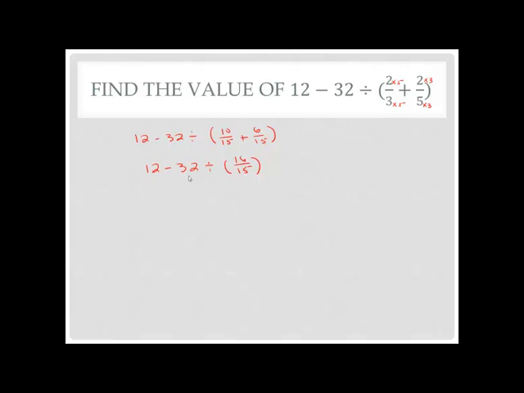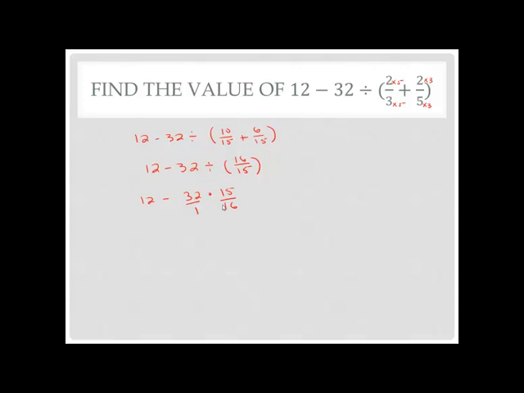So I will keep this first number as it is, change my operation to multiplication, and then flip the second fraction. Now it may help to write that 32 over 1 so you can see that 32 can be a fraction if you place it over 1. Now in multiplying these two fractions, you could go ahead and multiply top times top and bottom times bottom and get your answers and then simplify.